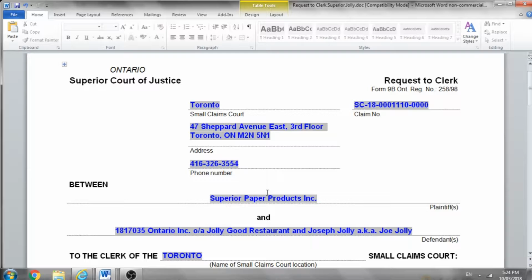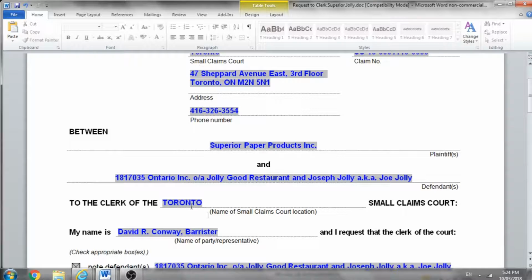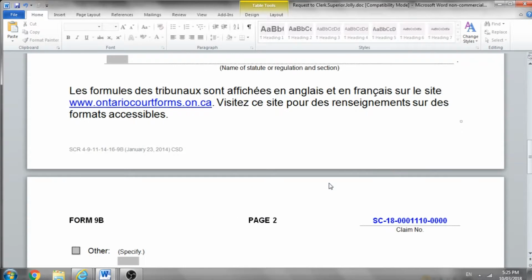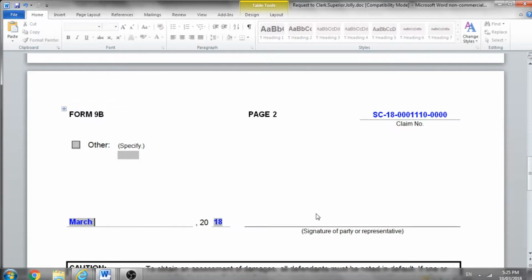Now, request to clerk is a very simple form. All we need to do is fill in the title of proceedings. We need to address the request to the appropriate court clerk. In this case, it's the clerk of the Toronto Small Claims Court. We're going to check off the very first box, which simply requests that the clerk note the defendants in default for failing to file a defense within the prescribed time period. We then date the form and sign it, and this form is complete.